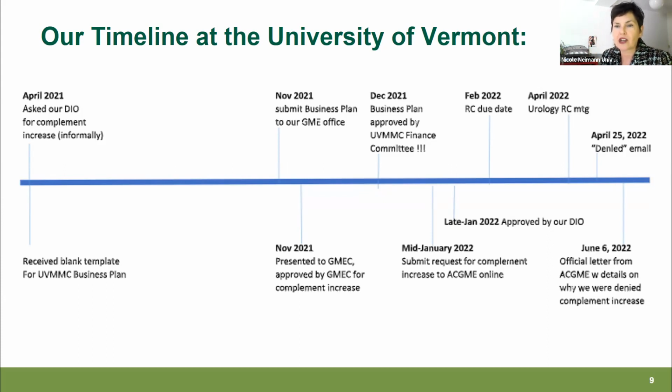But ultimately, it turns out that they declined our request because we did not show sufficient case volume to support doubling our number of residents. So that's the down and dirty, but you can see it really was a year-long process. And it did take a lot of time to gather all the data. That was the most time consuming. So I'm going to turn it over to Kim.